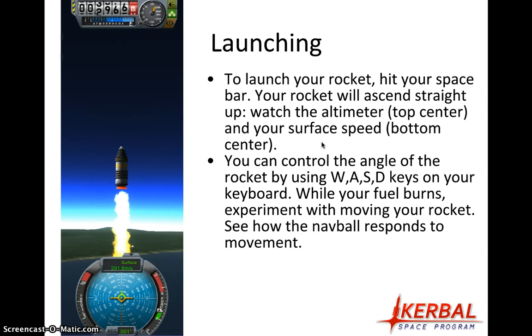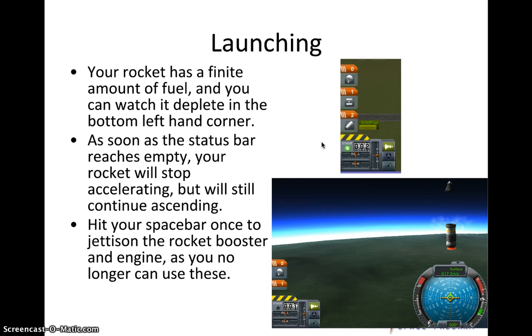Okay, when launching, to launch your rocket, hit your space bar. Your rocket will go straight up. Watch the altimeter, top center, and surface speed, bottom. You can control the angle of the rocket by using the WASD keys on your keyboard. While your fuel burns, experiment with moving your rocket. See how the navball responds to the movement.